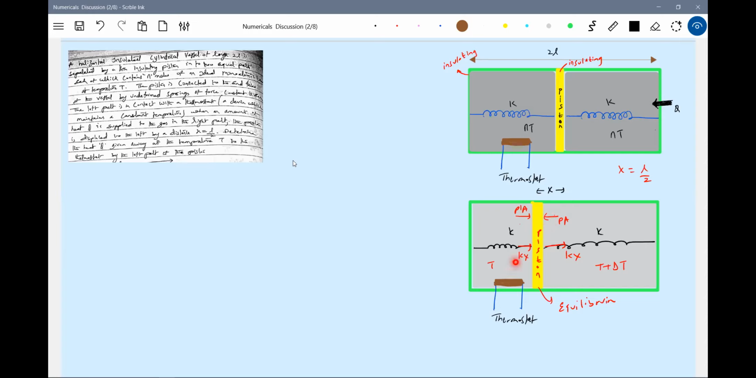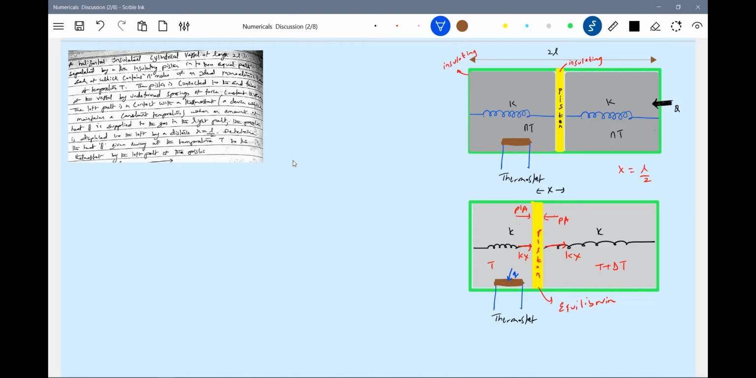Then also some heat is absorbed by the thermostat, because whatever heat is generated immediately will be absorbed by the thermostat. That heat we have to find out, so we will call it q. This is what we have to find out: the heat q given away at temperature T to the thermostat.